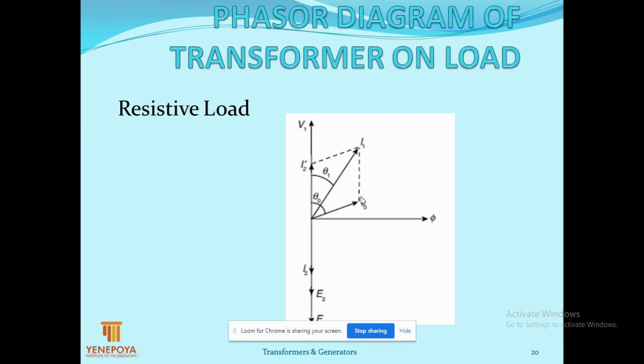From the parallel line to I0, from I0 draw a parallel line to I2 dash. The joining point is nothing but I1 at an angle of phi1. This is a resistive load.